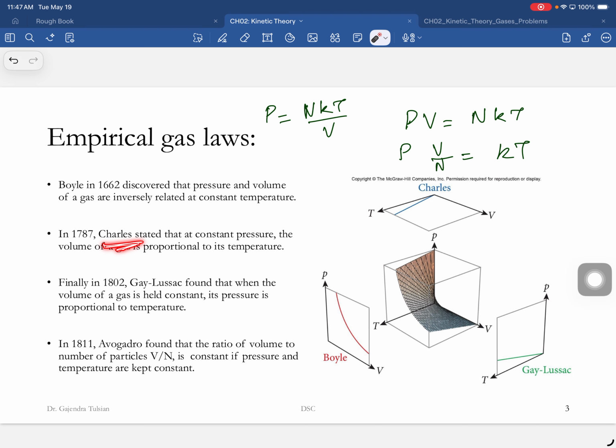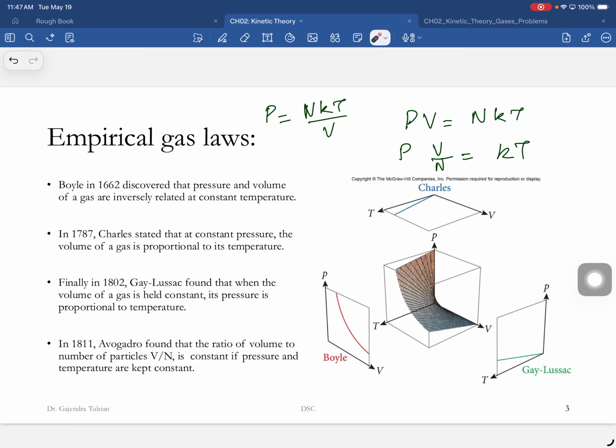What does Mr. Charles discover? He's holding the pressure constant. So he's taking this slice perpendicular to the pressure axis, and he's discovered that slice of the surface. So if you hold pressure constant and increase the temperature, volume increases. Here's Mr. Charles, pressure slice. You increase the temperature, the volume is increasing.